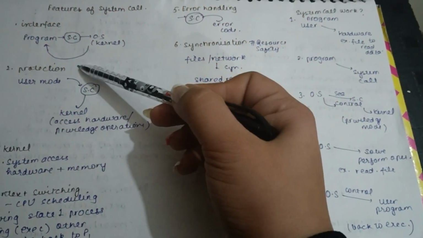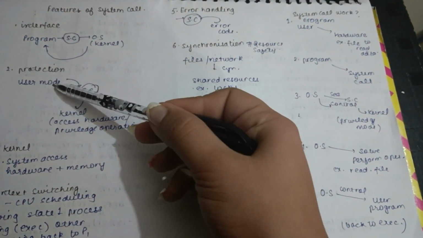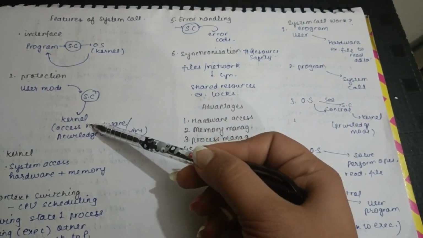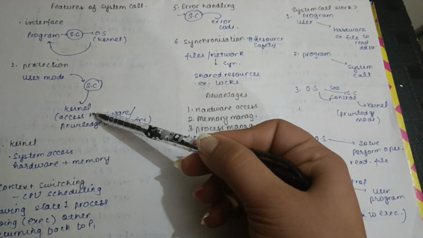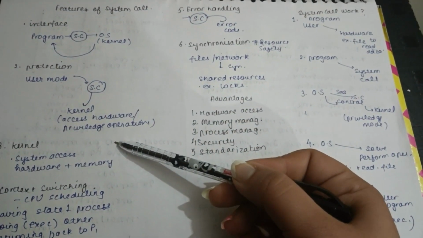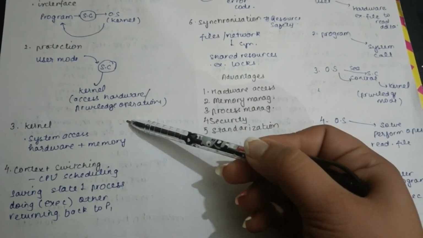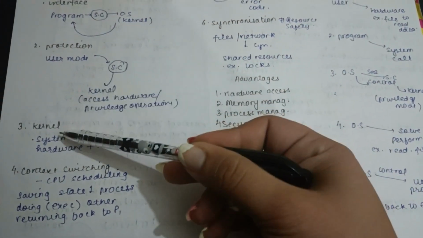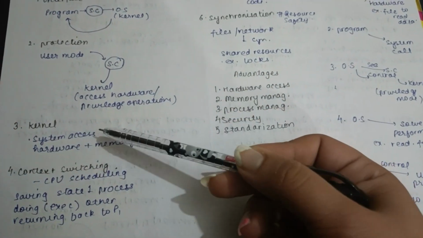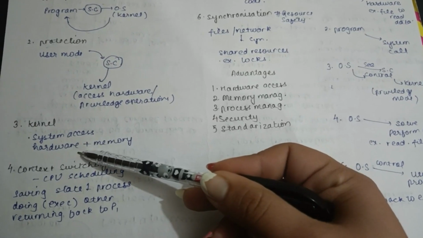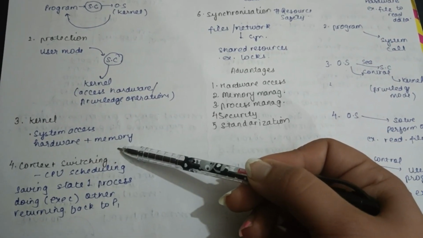Number two is protection. Because user mode has to make the system call in order to approach the kernel, it is the kernel that has the access, not the user. So it can give us access to all the devices or all the resources that are privileged. That is, privileged operations can be achieved with the help of system calls. Number three is kernel. The kernel has access to the entire system, including the hardware and the memory. So we can also have that access.